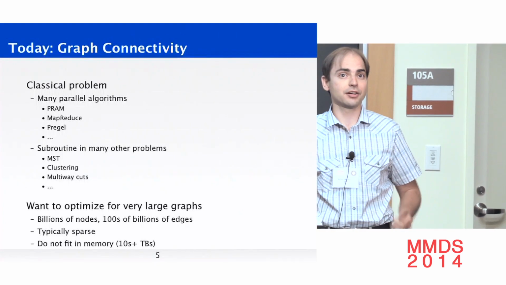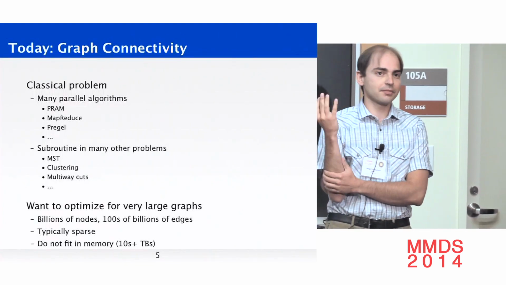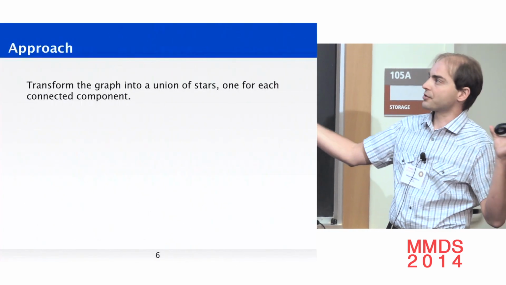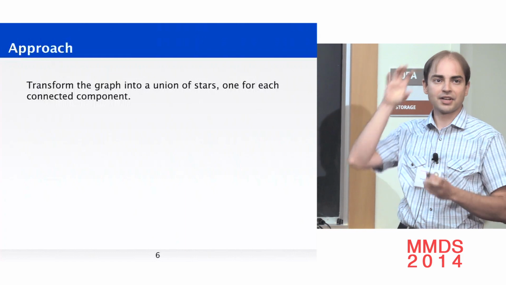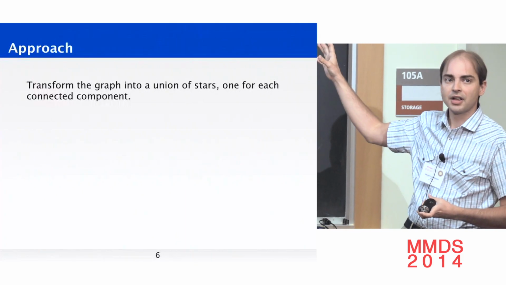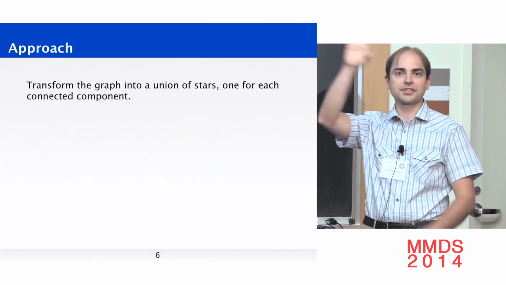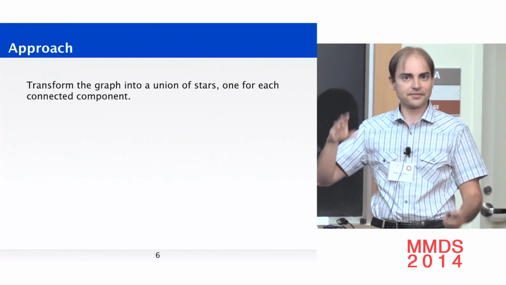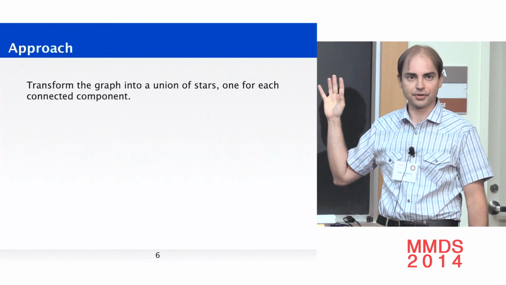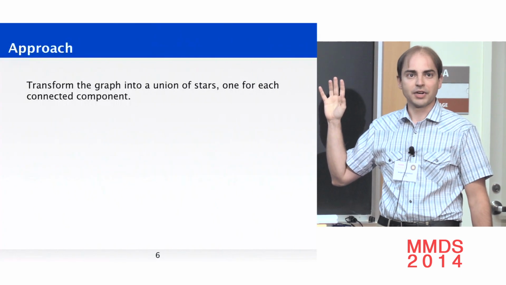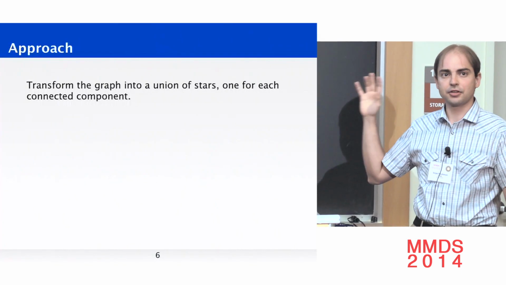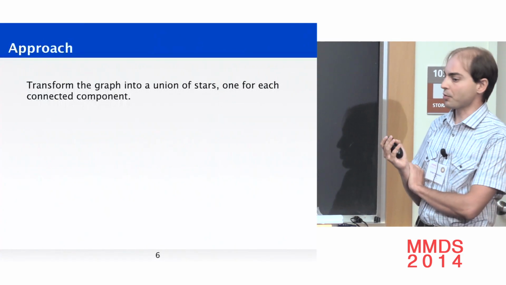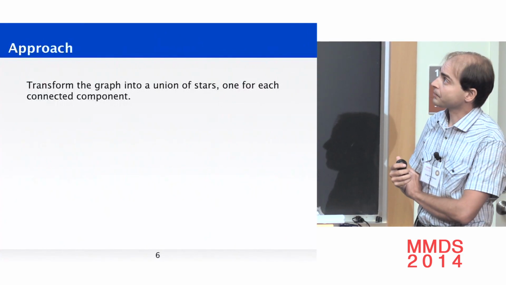Good, so what is going to be our approach? So the approach is going to be simple. I'm going to take this large graph, whatever it is, and I'm going to transform it so that it's just a union of stars. Because if your graph is a union of stars with one star for every component, I'm going to argue that it's very simple to count how many stars you have. Whereas if your graph looks nasty and gnarly and complicated, then you have no idea how many components there are. So this is what we're going to get to.